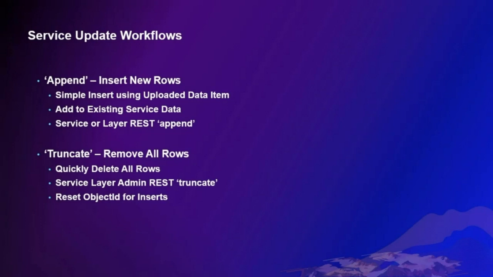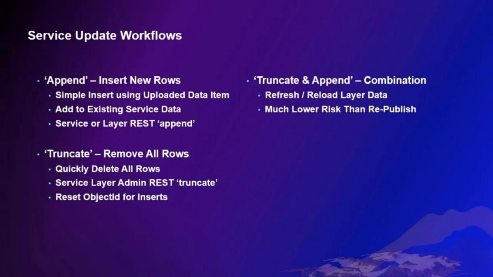This is an administrative operation on the service layer itself. So if you issue the truncate, it will immediately drop all rows, and it does it very quickly. It resets the object ID back to 1, so you start with essentially adding new rows starting with object ID 1. So it's as if you reloaded that layer and started over. So the combination here would be using truncate and append. So you clear out the rows and then you append the data back to it, for the updates. Pretty low risk when you get into republishing.